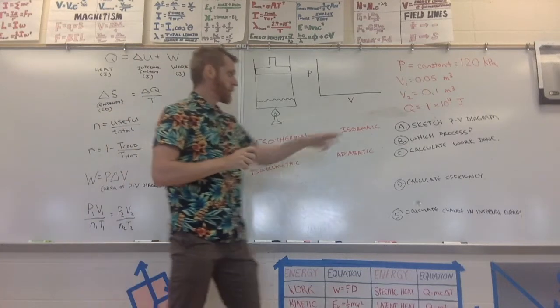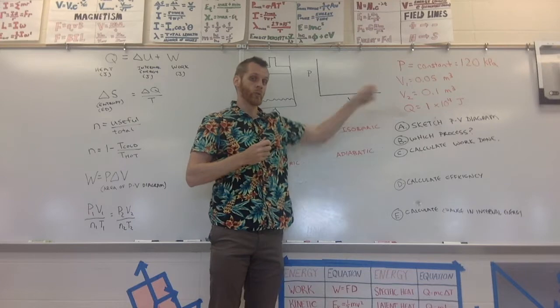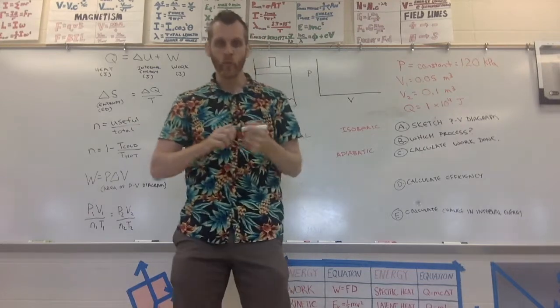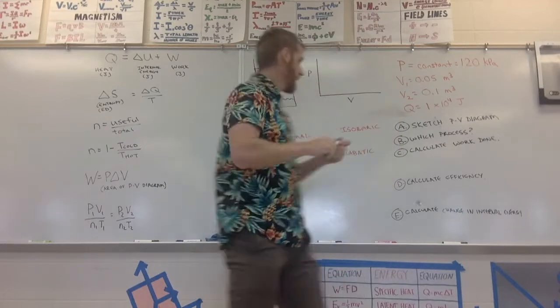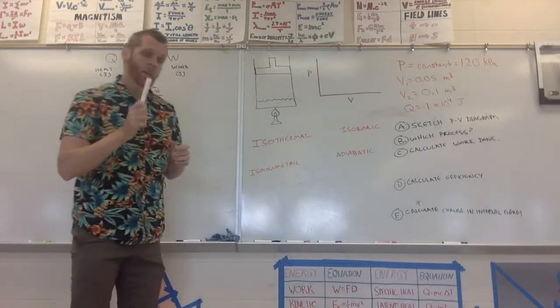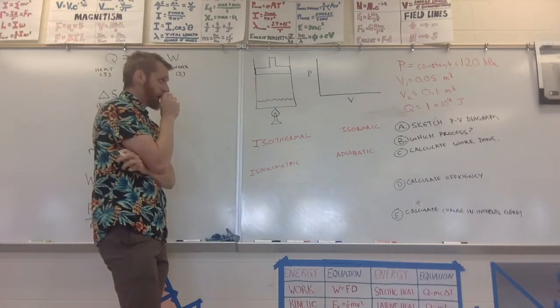And to do that, we have to put heat in of 1 times 10 to the 4th joules. So that's 10,000 joules of heat. So we put heat in, it expands. So we're going to answer some questions here. A, let's sketch a PV diagram. Let's sketch what the pressure volume looks like. Well, let's think about it.